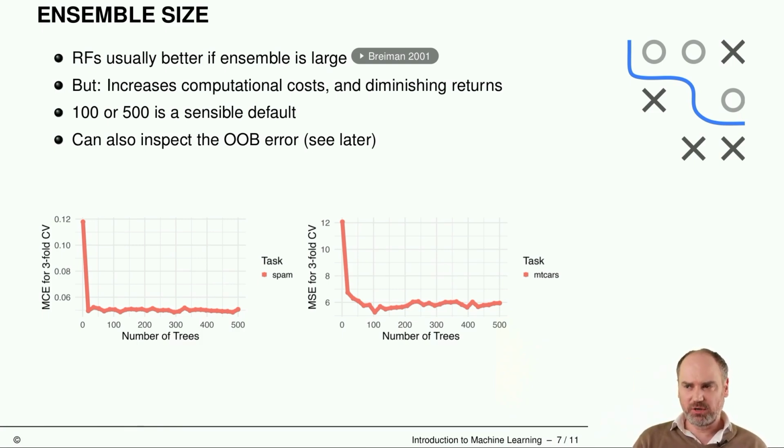Yeah, and there are only diminishing returns for this increased computational cost. Usually setting the ensemble size to something like 100 or 500 is a sensible default. But we can also inspect the development of our prediction error when we vary the number of trees, and there are some smarter techniques for that instead of just running a naive cross-validation, which is what I did here, because we haven't discussed the so-called out-of-bag error estimation of the random forest. But we'll look at that, I'm pretty sure, in the next session after this one.